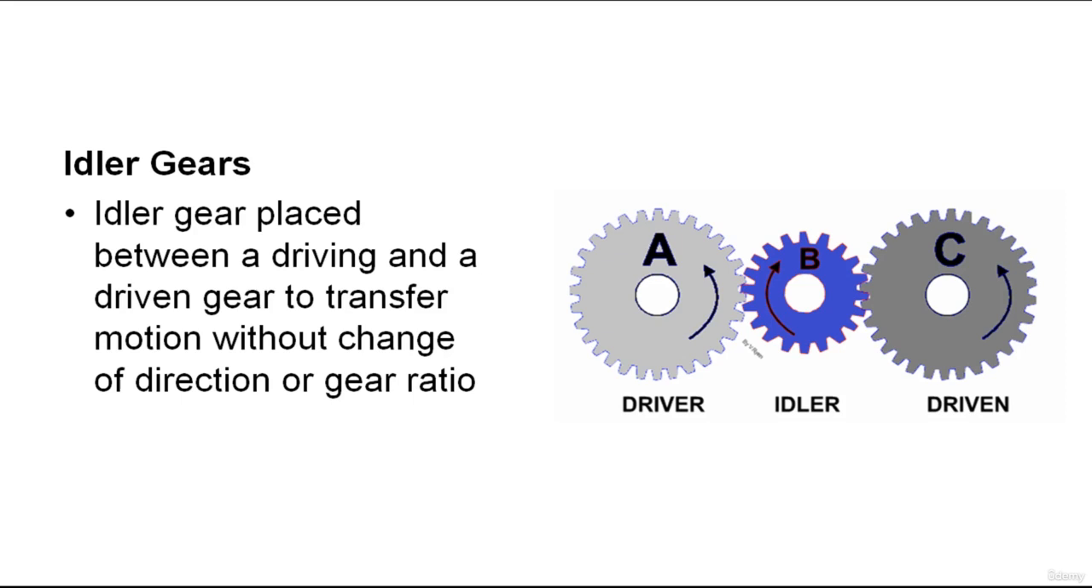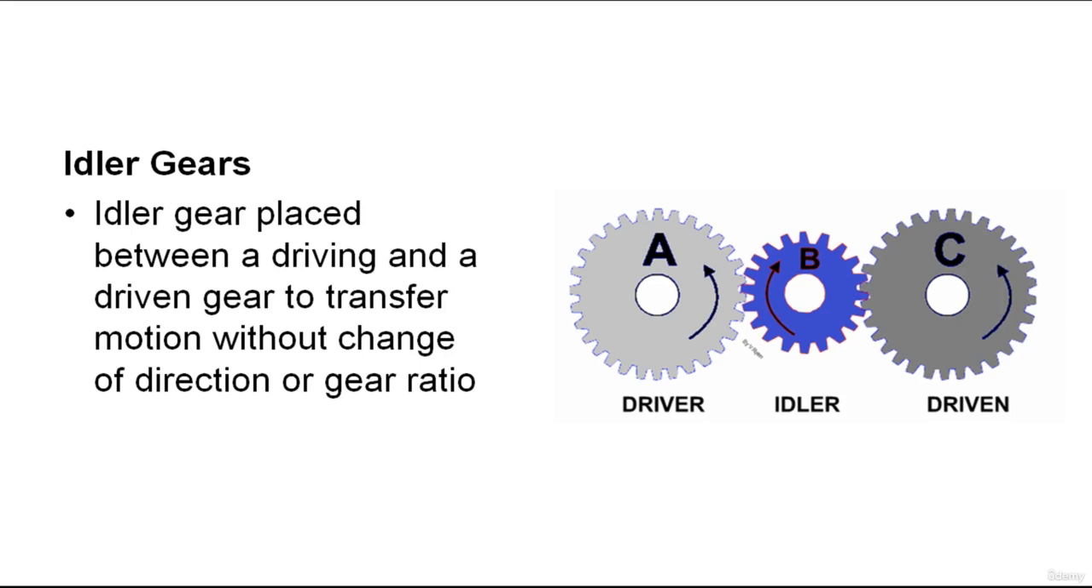Also, we have the idler gears. An idler gear is a gear that is placed between a drive gear and a driven gear. Its purpose is to transfer motion from the drive gear to the driven gear without changing the direction of rotation. Idler gears are used in reverse gear trains to change the directional rotation of the output shaft.